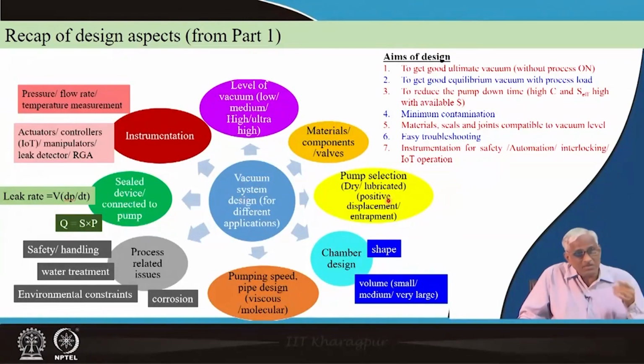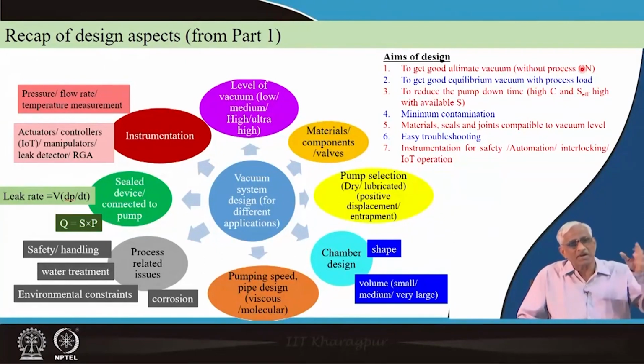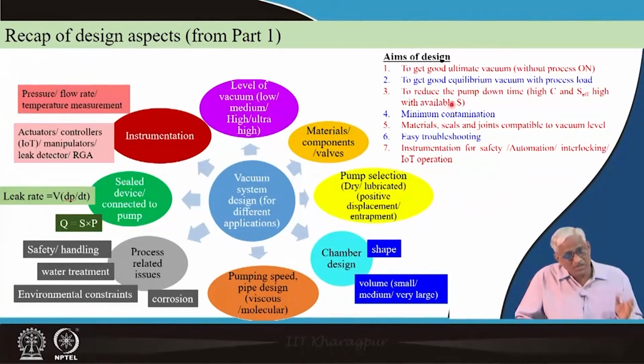So, what are the aims of design? To get good ultimate vacuum without process load on, that is ultimate. We cannot get better vacuum than that. That should be as low as possible.